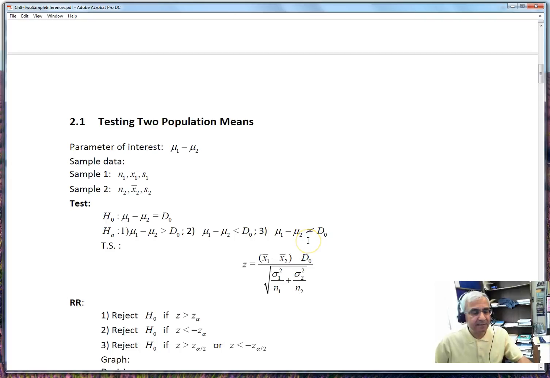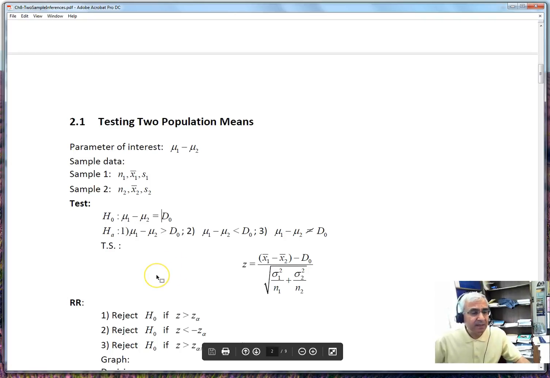So regardless of whether I'm using an upper tail, a lower tail, or a two tail test, my test statistic will always be the same, which is Z equals the point estimate minus what's on the right hand side over the standard error of the estimate, okay, which is what we had before.